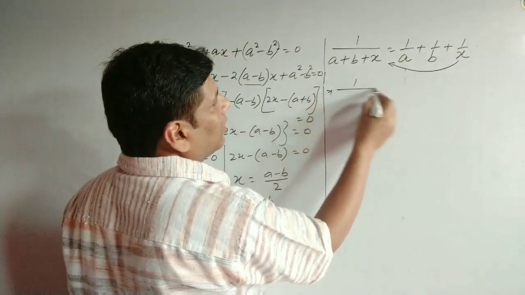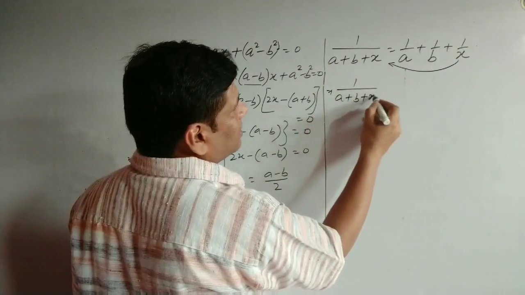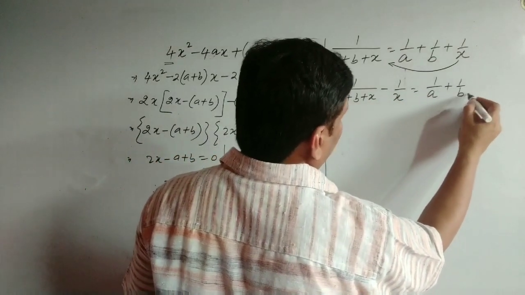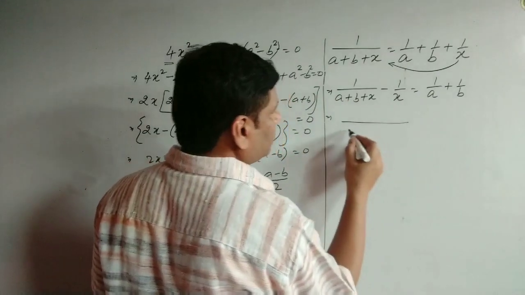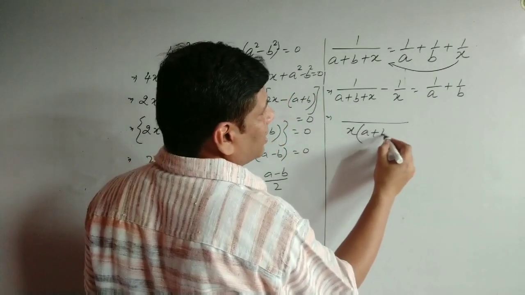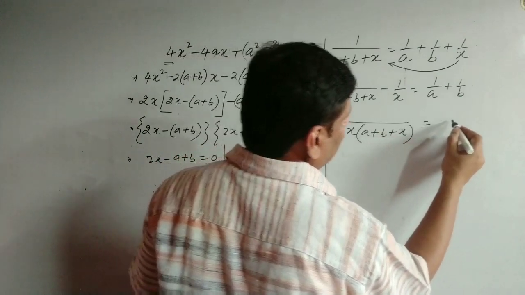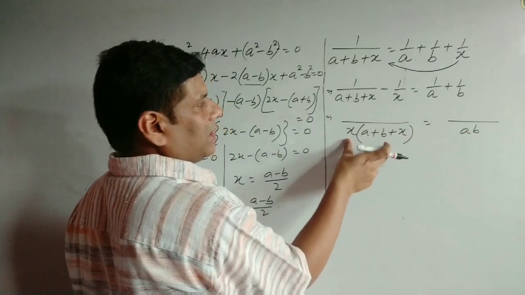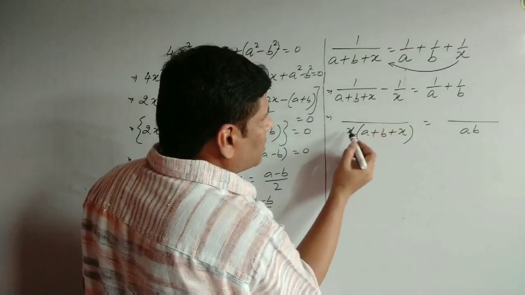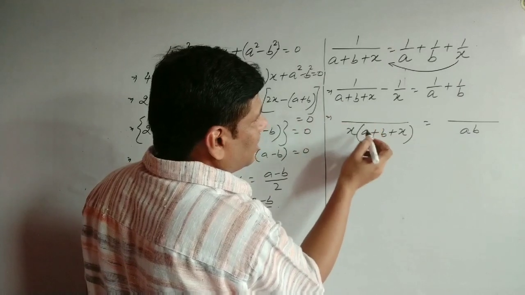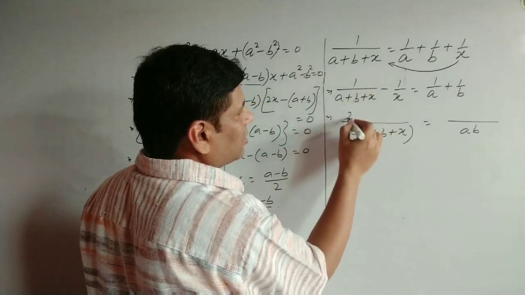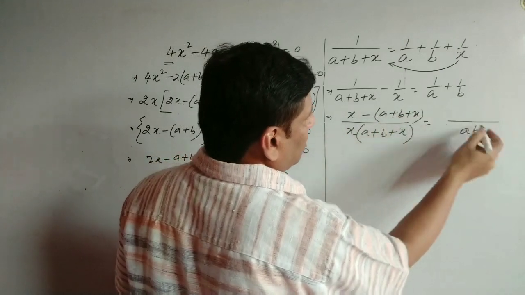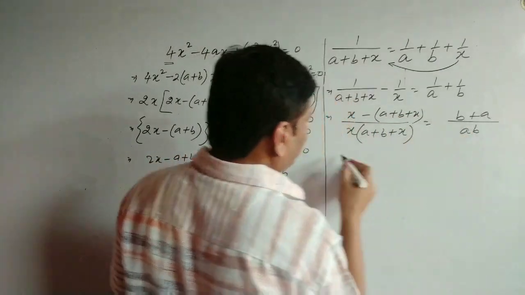So we will write 1 by (a plus b plus x) minus 1 by x equals 1 by a plus 1 by b. Now we will take LCM. x into (a plus b plus x) on this side, and here it will become ab. This side LCM will be ab and this side this. Now see, a plus b plus x is there, so we have to multiply the numerator with x, and here a plus b plus x, and this side b plus a.